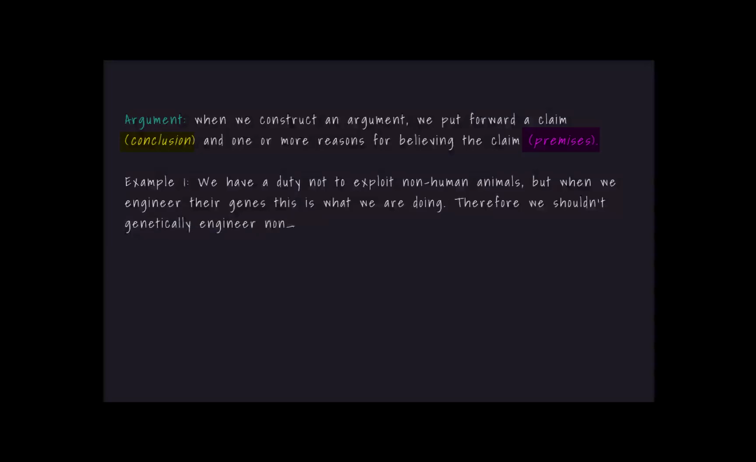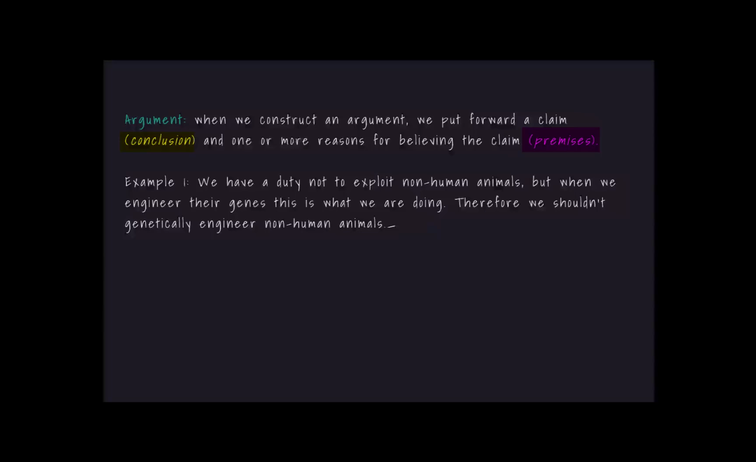We can extract a logic book style form of this argument and identify the premises and the conclusion. Premise 1 of this argument is that we have a duty not to exploit non-human animals. Premise 2 of the argument is that we exploit non-human animals when we engineer their genes. And the conclusion, we shouldn't genetically engineer non-human animals. So, in an argument, a position is taken, the conclusion, together with at least one reason, possibly more, for holding that position. These are the premises.